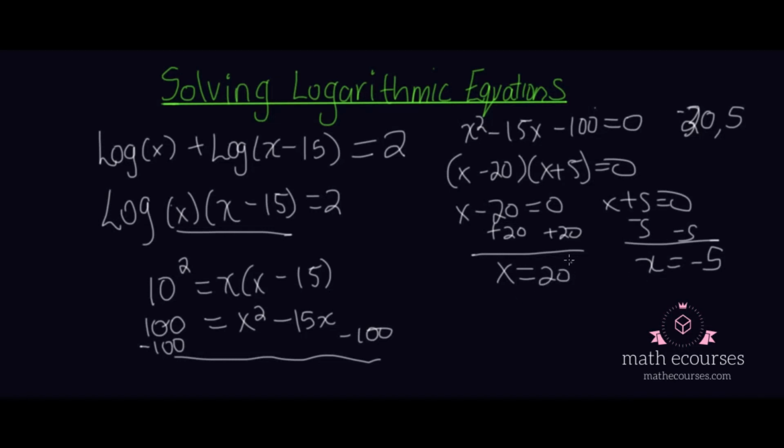So when I plug in 20 here, I can get the log of 20. I can get the log of 20 minus 15. Therefore, I can use that. When I see negative 5, I have to be careful because logs cannot be negative. So when I come here and I put in negative 5, if I was to plug it in right here, I would have the log of negative 5, which is not in the domain, so I cannot use that. Therefore, my answer is x equals 20.